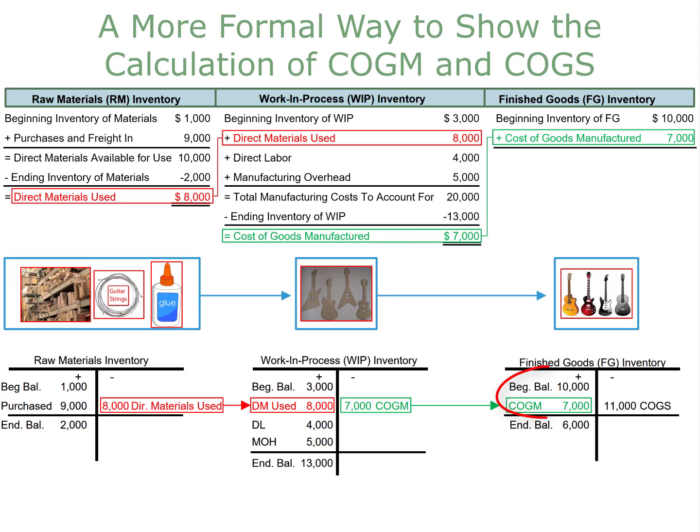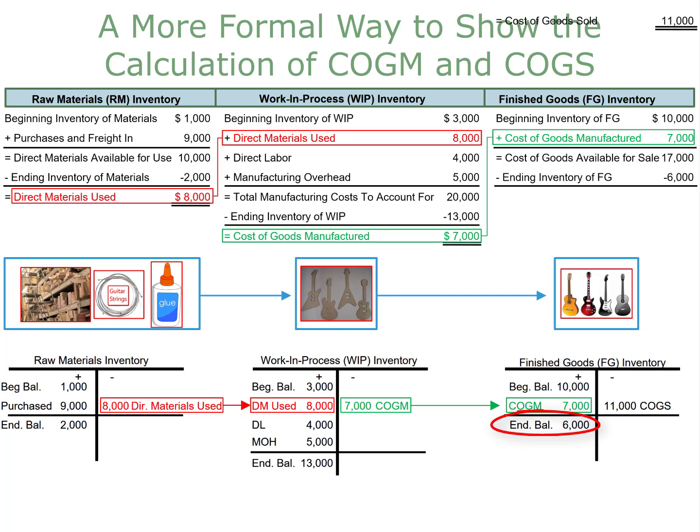If we add the beginning inventory of finished guitars to the cost of goods manufactured, which is the cost of the guitars we just finished this period, we get cost of goods available for sale. We then subtract the ending inventory of finished guitars, and that gives us the amount that the account decreased, also called cost of goods sold.